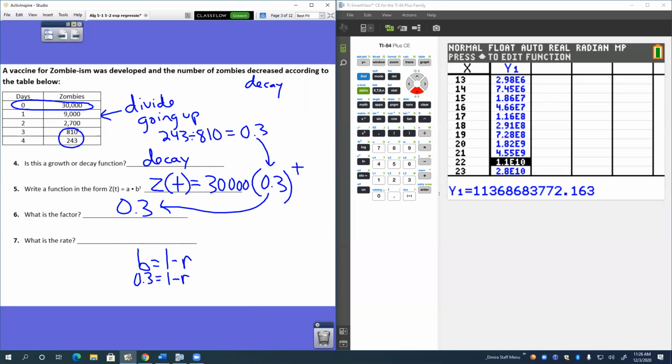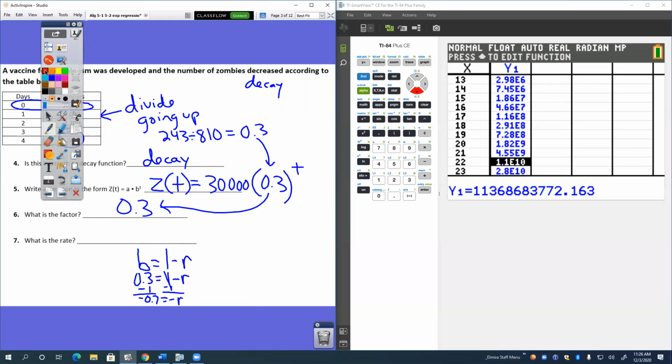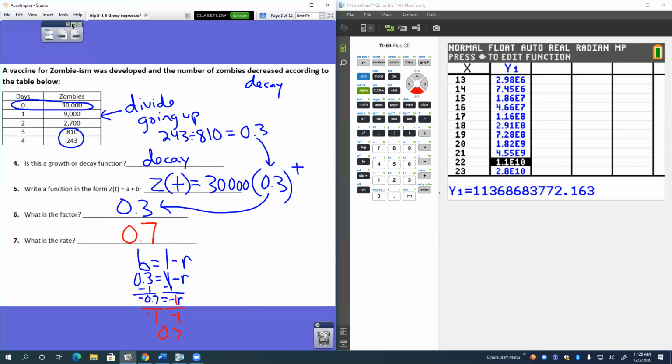We want to solve for r, so we want to do -1 and -1 first. So we get negative 0.7 equals negative r. There is really a 1 in front of that r, so we have to divide by -1, divide by -1. Negative 0.7 divided by -1 is positive 0.7. Remember, rates are either written as a decimal or a percent. So if you wanted to, you could also write 70%.